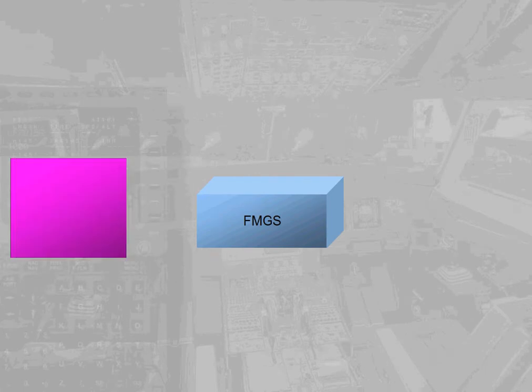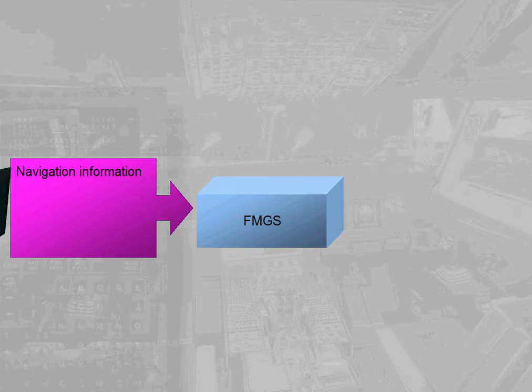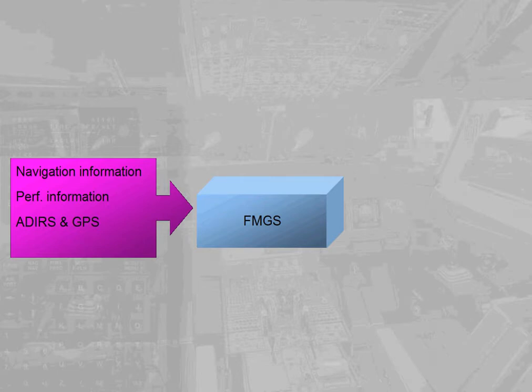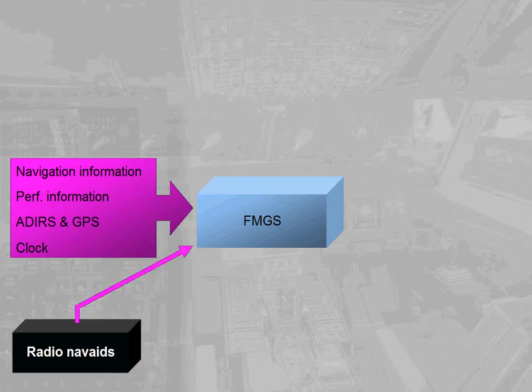The FMGS receives navigation information, which contains details of airfields, nav aids, airways, routes, waypoints, procedures, SIDs, STARs, approaches, missed approaches, etc. It also receives aircraft performance information, the Air Data and Inertial Reference System, ADIRS, and the Global Positioning System, GPS, for position and dynamic information. You will learn about them in the navigation chapter. The clock, radio navigation information.